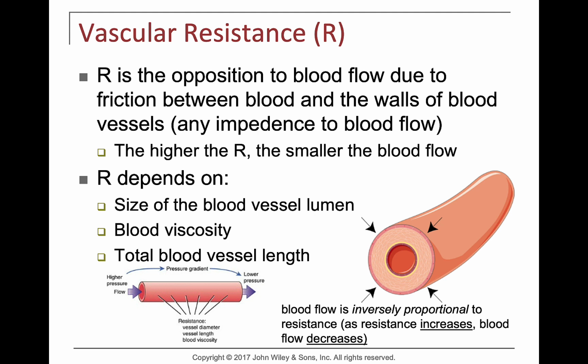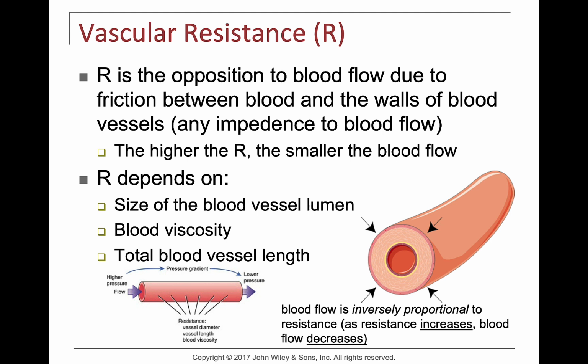Three things help determine resistance. The first one is the size of the vessel lumen. How can we affect the vessel lumen? Vasoconstriction, which makes that lumen smaller, will cause more resistance. Also, things not vasoconstriction related, like plaques in arteries, can cause resistance, which is why coronary artery disease or vascular disease can cause higher blood pressure.